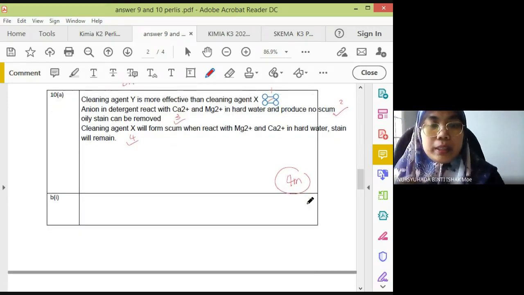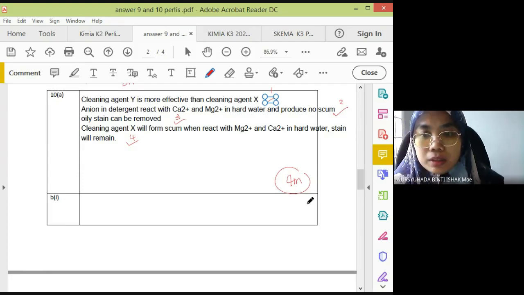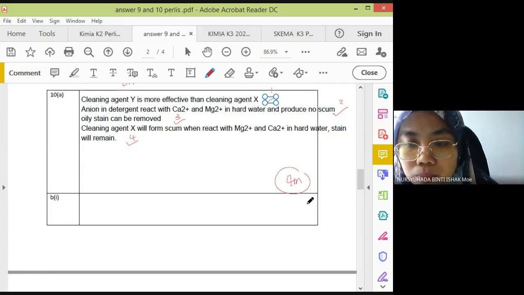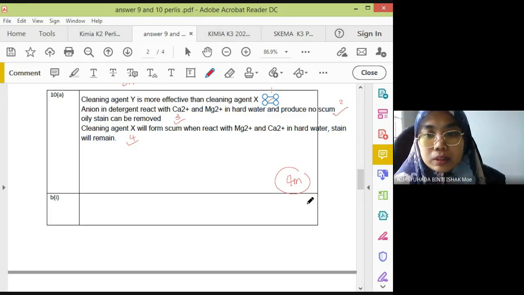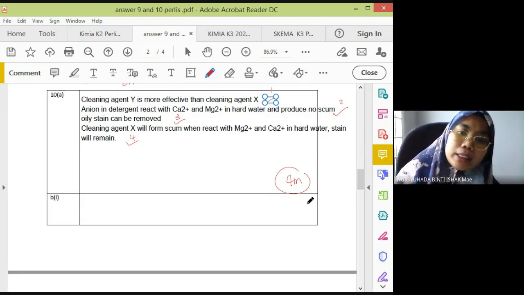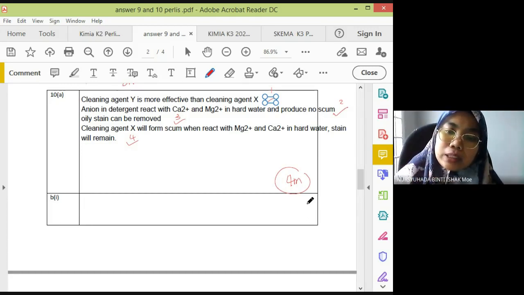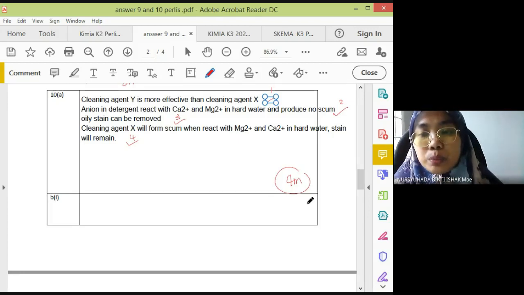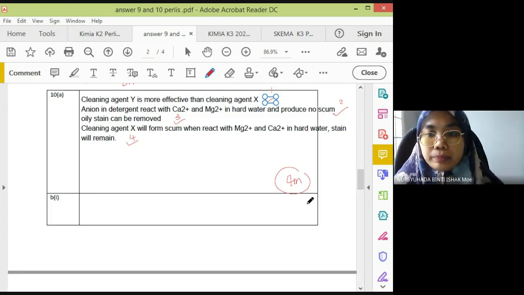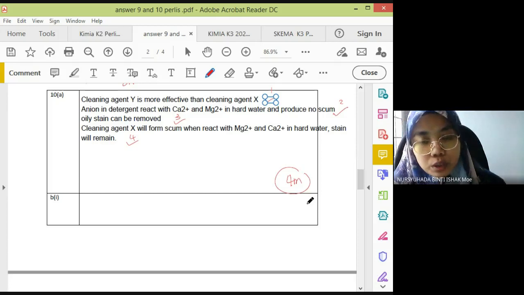Okay, now, any problem with question 10A? Any question? Scum tu sebenarnya dia macam insoluble salt, dia macam precipitate. Scum tu actually the precipitate. Macam ada lagi kotoran yang tak tanggal, itu nama. Betul lah. Insoluble salt. Scum is insoluble salt. So insoluble salt dia tak boleh dissolve kan. So dia still there.